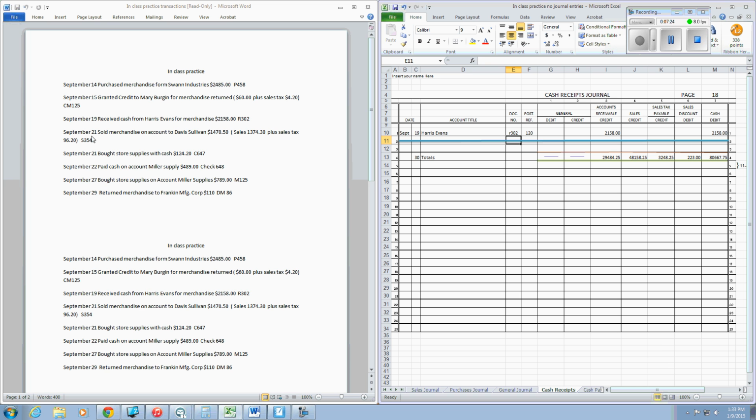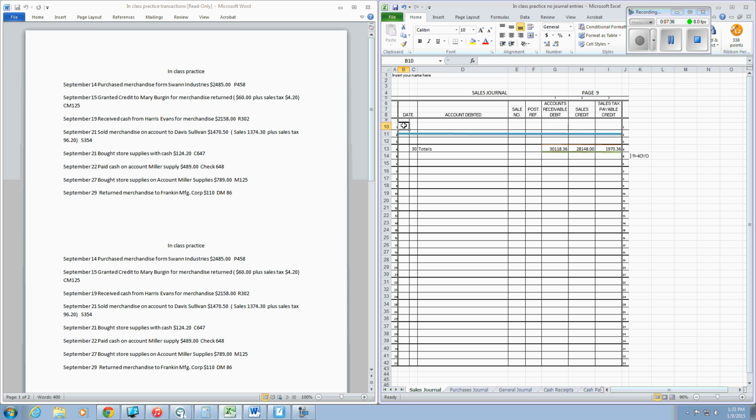So it says here, September 21st, sold merchandise on account to Davis Sullivan for $1470.50, and there's the sales invoice number. So we're going to go to the sales journal, and we're going to write the date in there, September 21st, and it's Davis Sullivan. Okay, and the sales number is 354. And what was the total amount we received? $1470.50. And the sales credit was $1374.30. And the sales tax was $96.20. So there's our transaction. We put it in the journal.